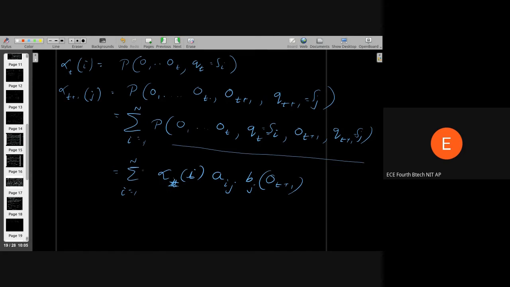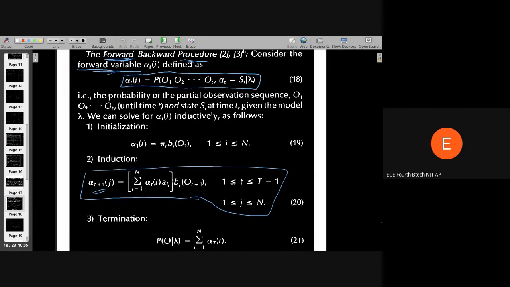So now let's go back. We have this definition of alpha t i, and we found a recursive formulation. Now, what is the forward procedure? Alpha 1 i is the initialization. What is alpha 1 i? Alpha 1 i is P of O1, Q1 equal to Si, given lambda, forget that. So what is the probability that observation 1 was generated and the first state is Si? Obviously this is pi of I.